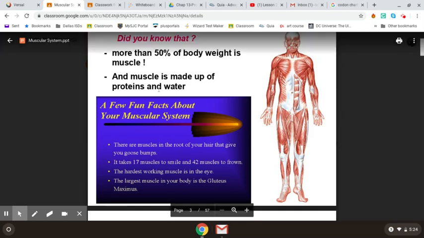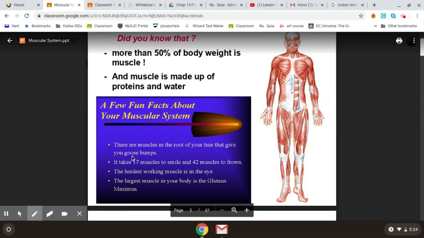Did you know that more than 50% of your body's weight is muscle? More than 50%. So the majority of your body weight is muscle tissue. Muscle is made up of proteins and water. Here are some fun facts about muscles. There are muscles in the roots of your hair that give you goosebumps. We talked about those. Those are called the erector pili muscles.